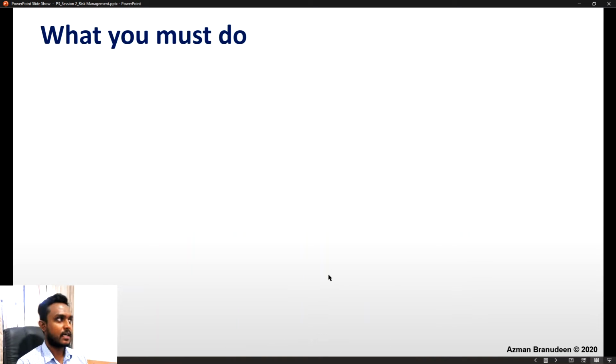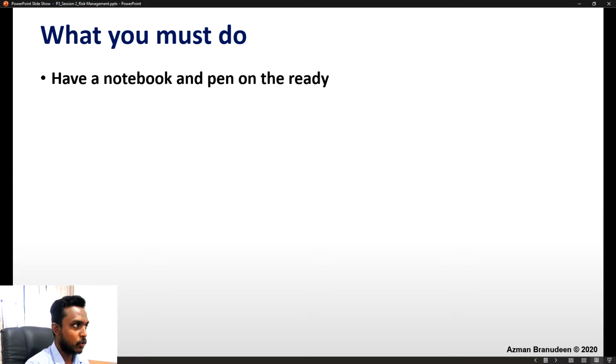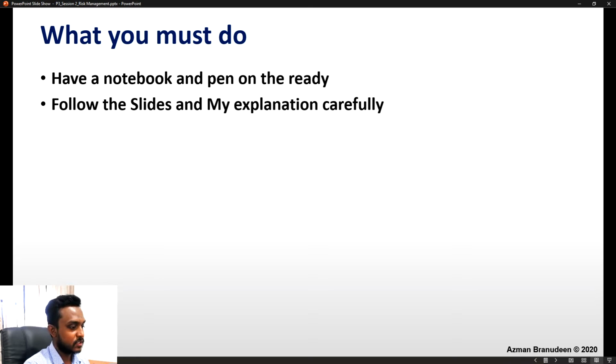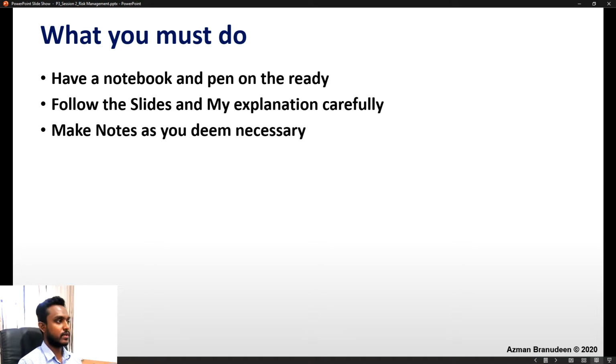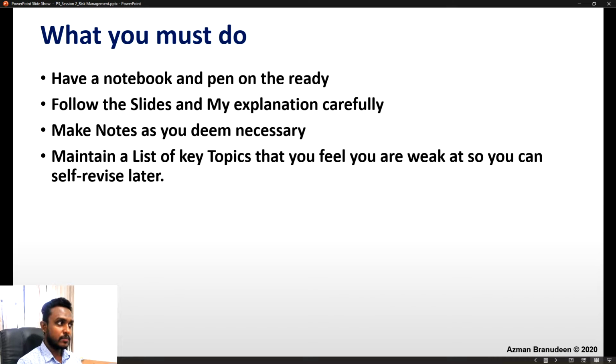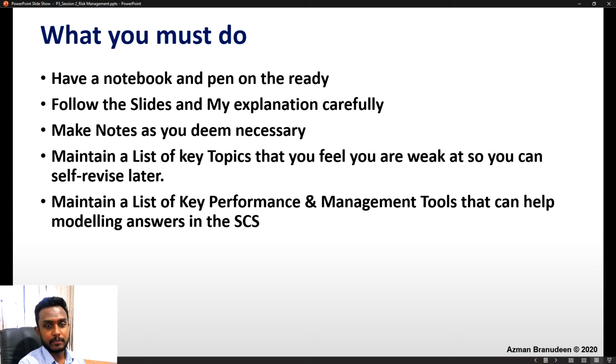So before I get started, I want to quickly give you a kind reminder or a few suggestions. Please have a notebook and pen at the ready. Follow the slides and my explanation carefully. Make notes as you deem necessary. Also maintain a list of key topics that you feel you're weak at, so you can self-revise later or even bring them up in the live sessions. And maintain a list of key performance and management tools that can help model answers in the case study exam.